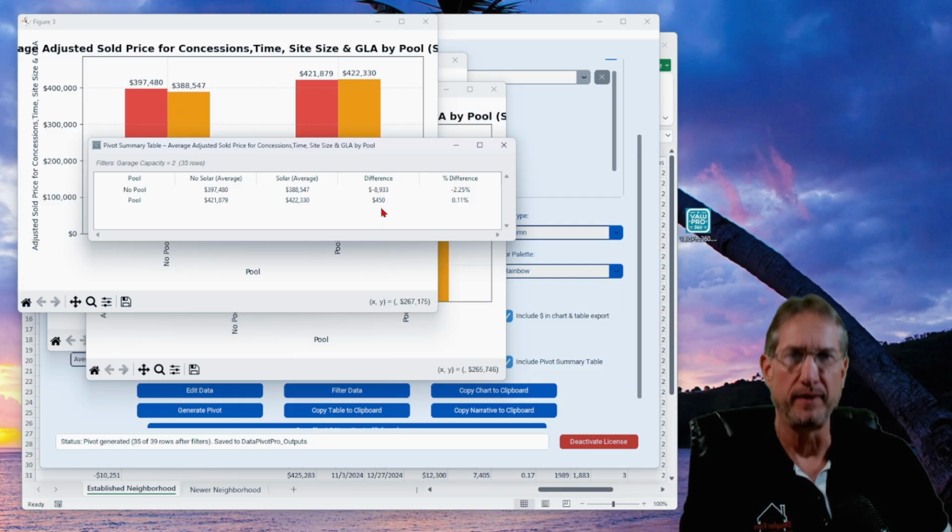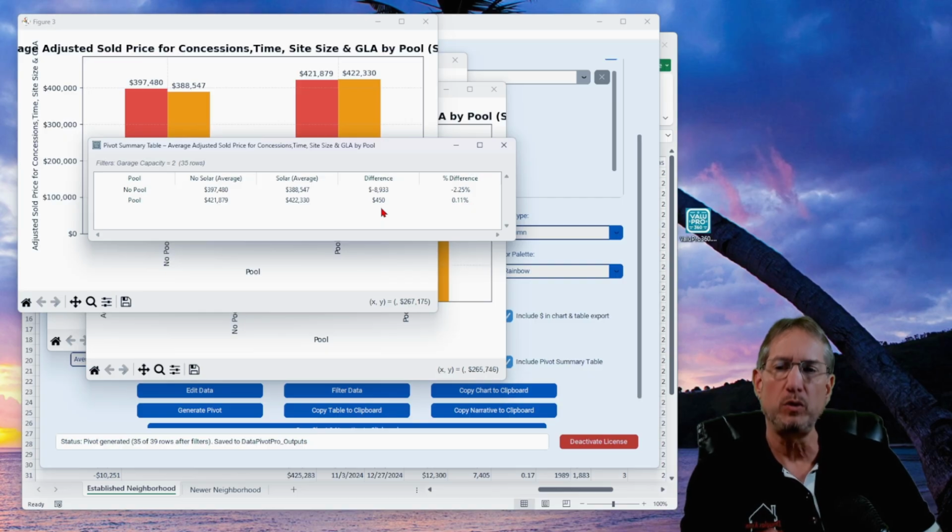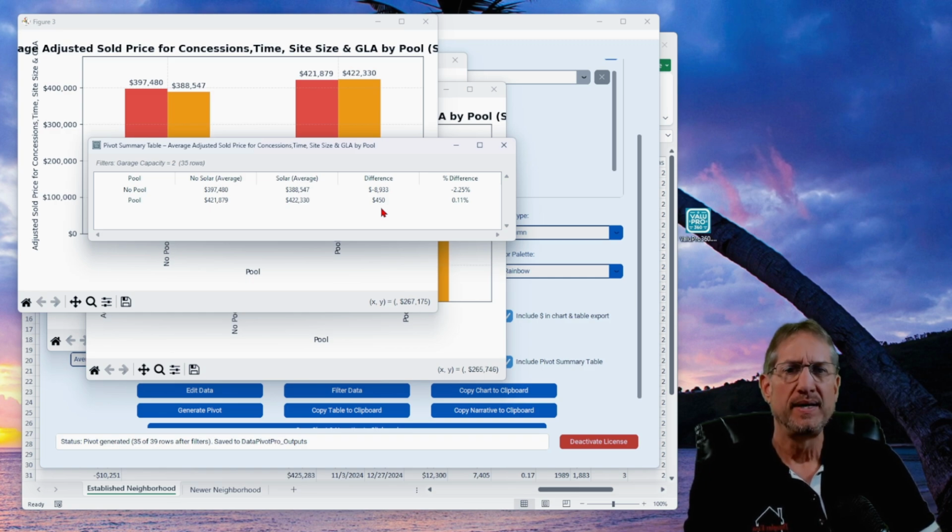So hold on. Let's stop right there. Solar just went negative, not zero, negative. That means in this slice of the market, homes with solar are actually selling for less than homes without it. How does that happen? It's not because solar is bad. It's because in this segment, something else is already doing the work. The 2-car garage buyer is a different buyer, different priorities, different price behavior, and solar is getting tangled up in that mess.